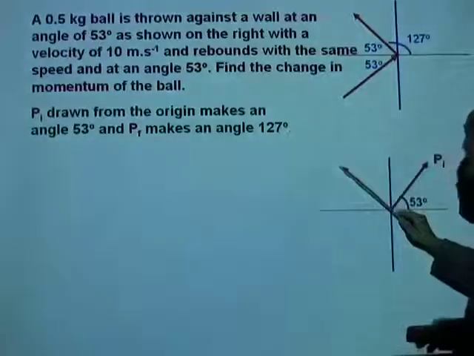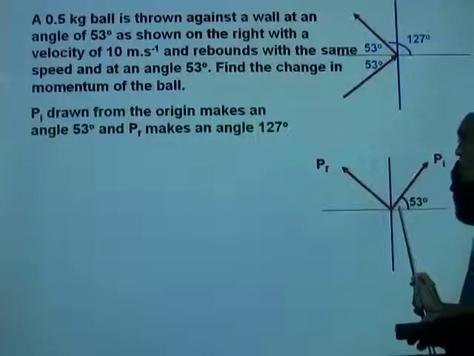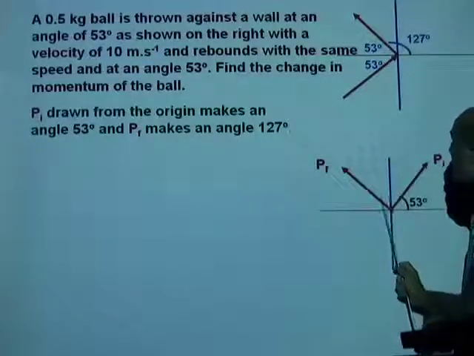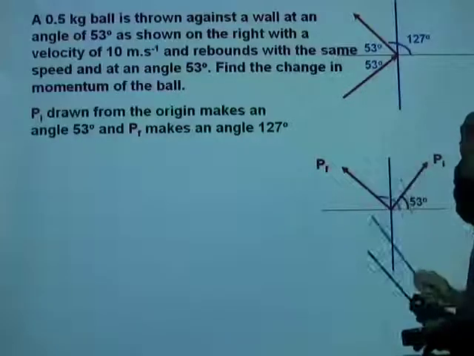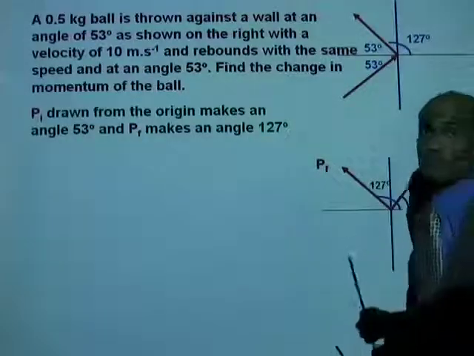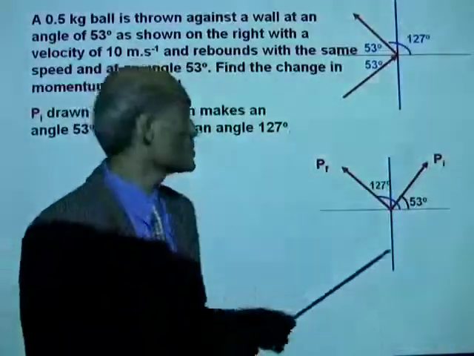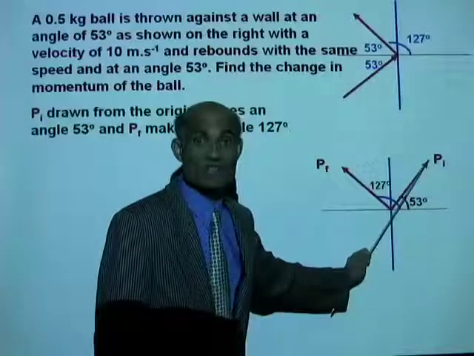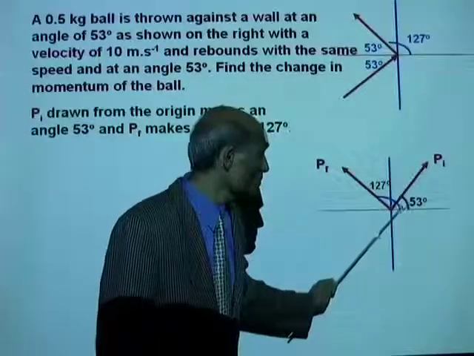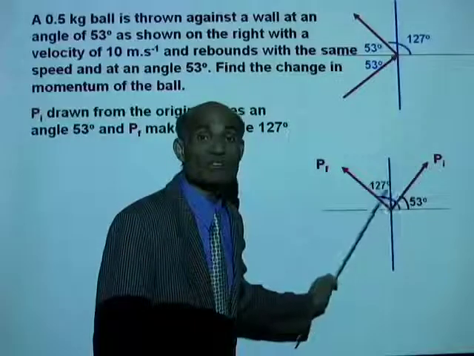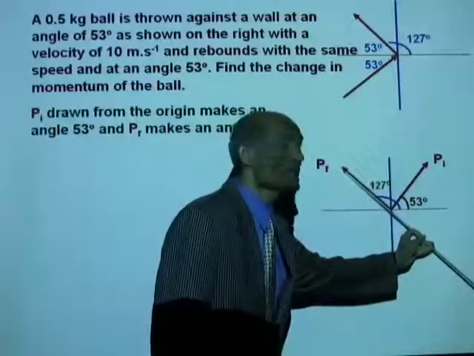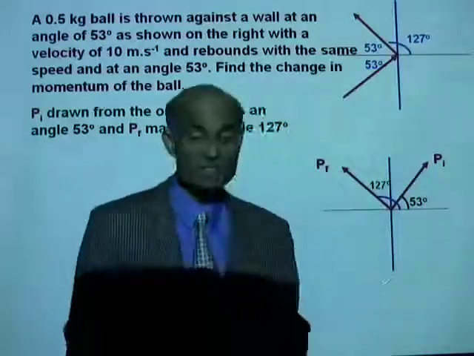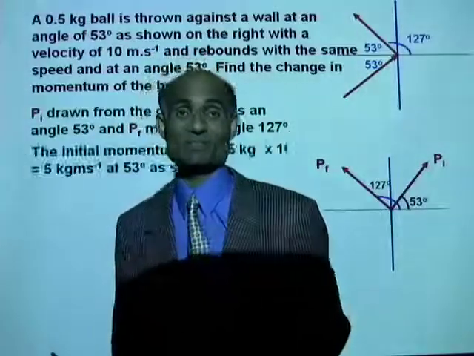So this is the final momentum PF, and what is the angle of the final momentum? The angle of the final momentum is this angle, which is 127 degrees. So you must be very clear there. The initial momentum of magnitude PI, which we will be calculating shortly, makes an angle 53 degrees with the positive x-axis. The final momentum PF makes an angle 127 degrees with the positive x-axis.